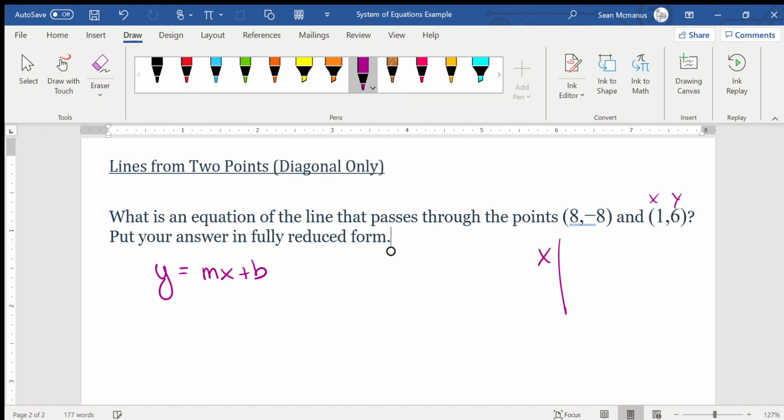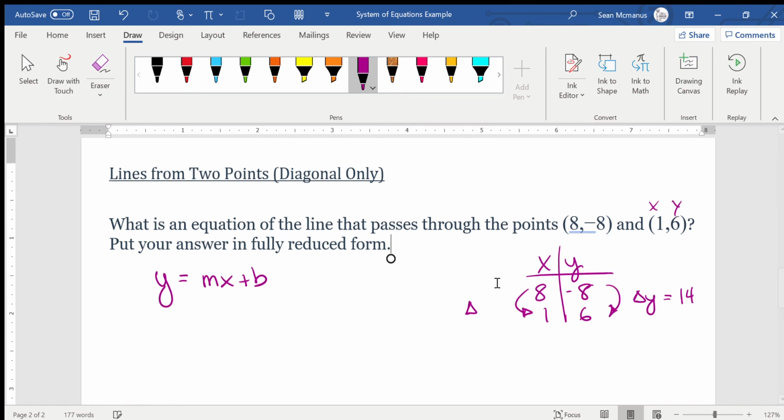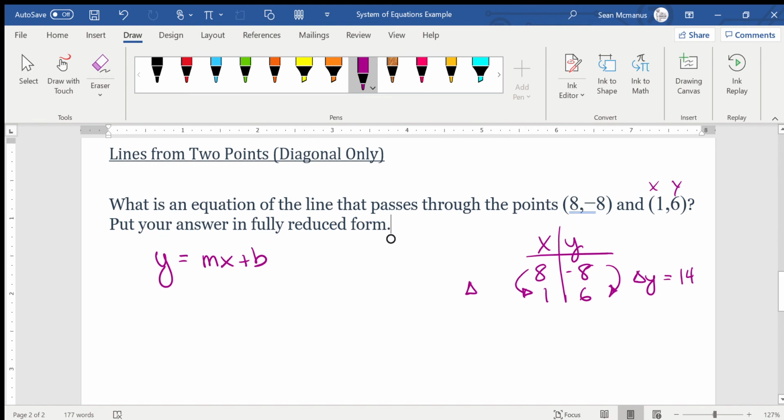So we went like this. We made a little table, and we asked ourselves, how did the y change? Right? So from -8 to 6, that's going to go up, so positive 14. And how did the x change? From 8 to 1, it's going down 7. So my slope, remember, is the change in y divided by the change in x. So 14 over -7, or -2. So that's my slope.